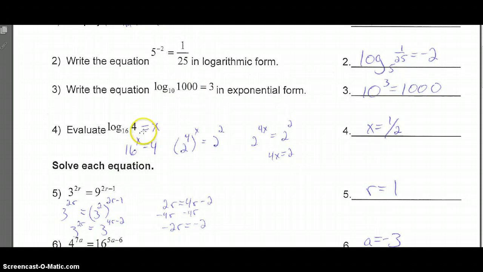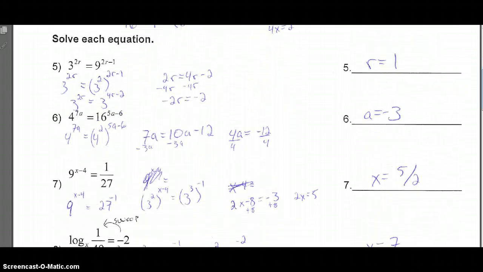Number 4, evaluate. You got to set it equal to some variable. I chose x, and then I loop, swoop. 16 to the x equals 4. Then I got like bases. 2 to the 4th is the same as 16, and 4 is actually 2 squared. So I get 2 to the 4x equals 2 squared. Set the exponents equal to each other and get x equals 1/2.